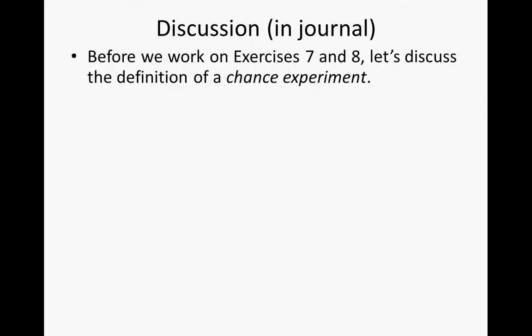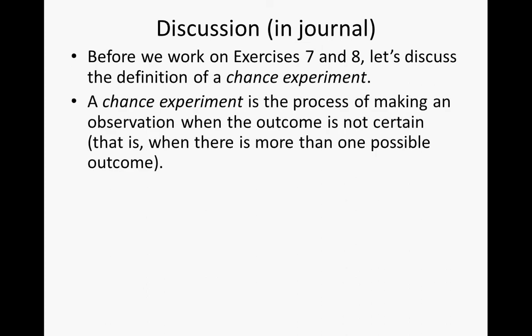All right, so let's take a look at this in our journal. Remember to paraphrase and write down only the information that is important to you. So before we work on exercises 7 and 8, let's discuss the definition of a chance experiment. A chance experiment is the process of making an observation when the outcome is not certain, that is, when there is more than one possible outcome.